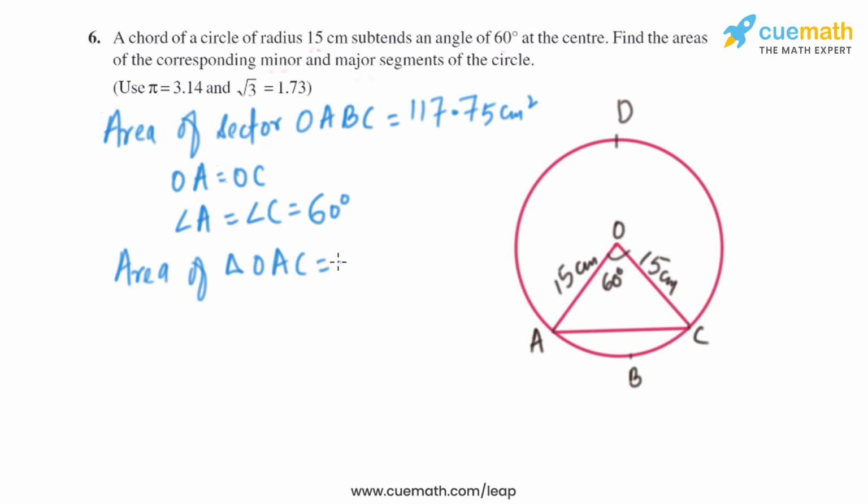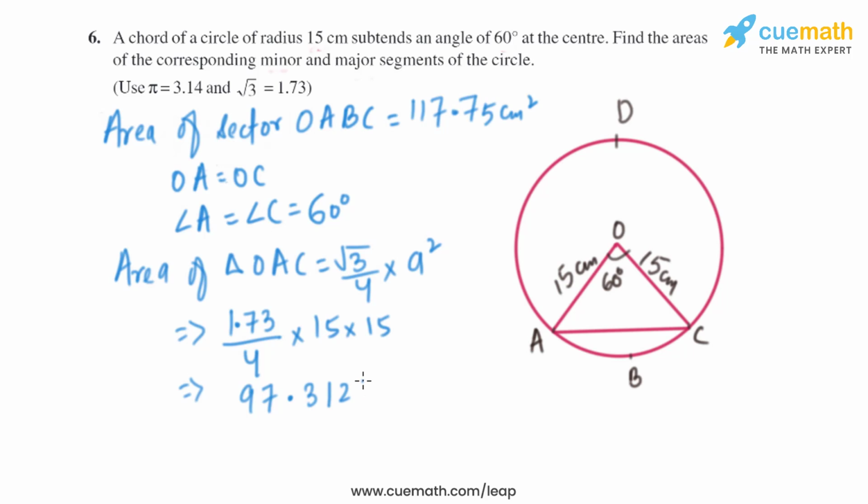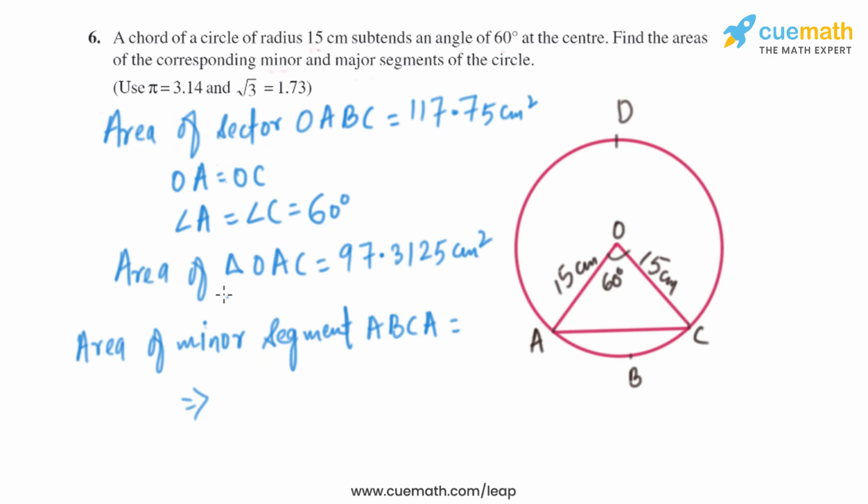We know the formula to find the area of an equilateral triangle, that is root 3 by 4 into a squared, where a is the side of the equilateral triangle. So we have the value of root 3, that is 1.73, divided by 4 multiplied by 15 into 15. On solving this, we'll get the area of triangle OAC as 97.3125 square centimeter.